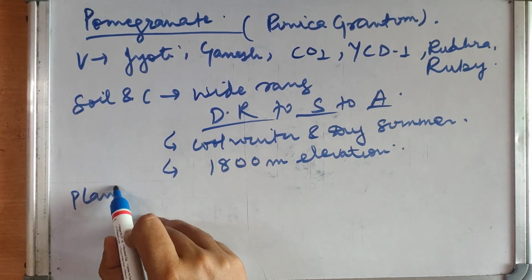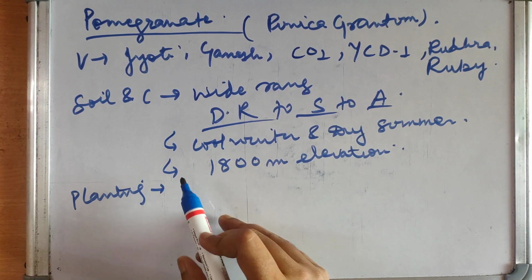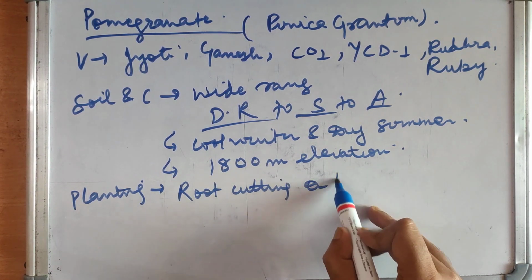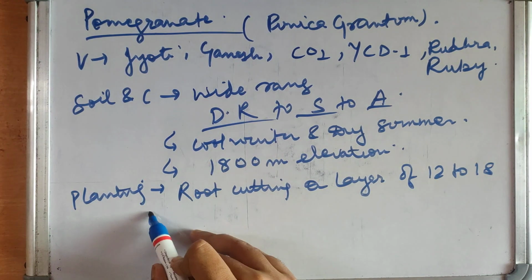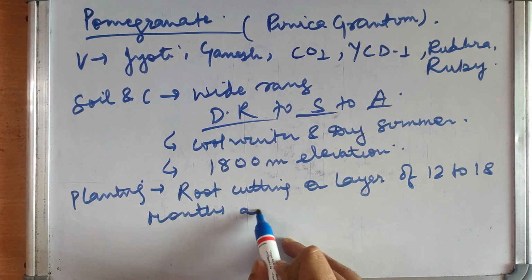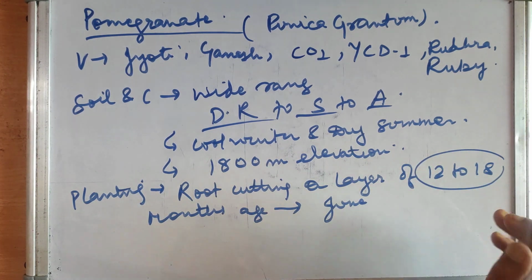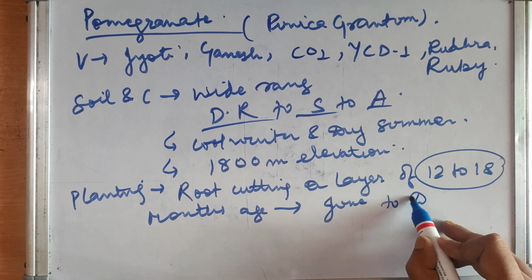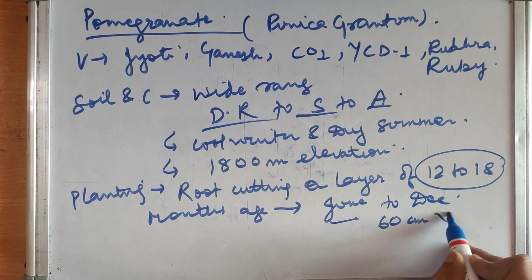Coming to planting, rooted cutting or layer of 12 to 18 months age can be planted during June to December. So this is nursery. It should be planted in pits, and the distance of planting should be 60 centimeter by 60 centimeter.